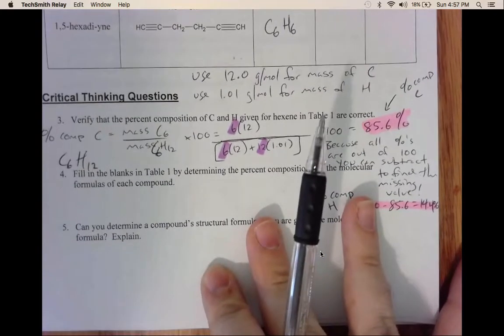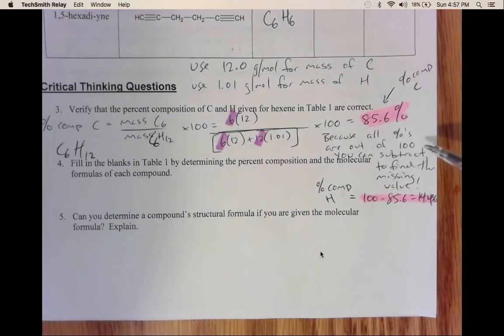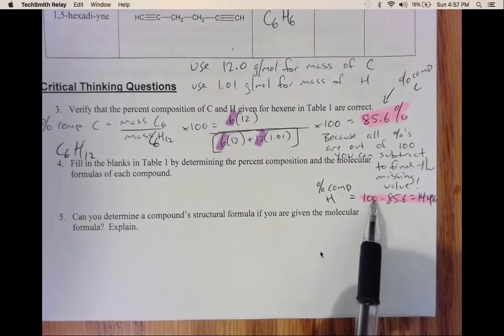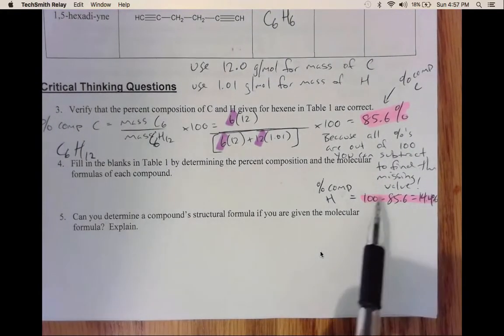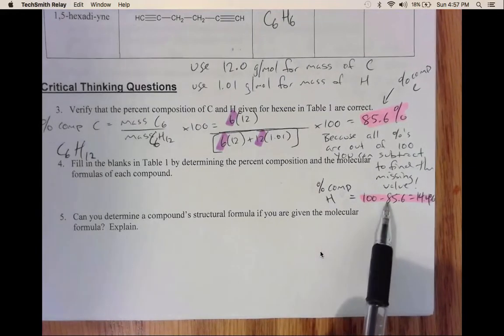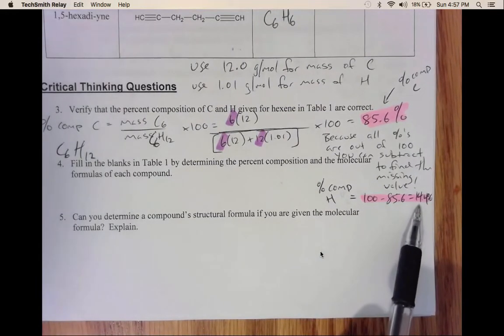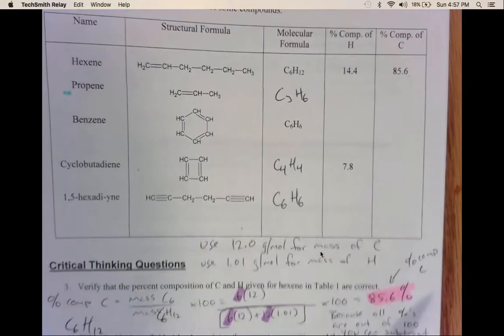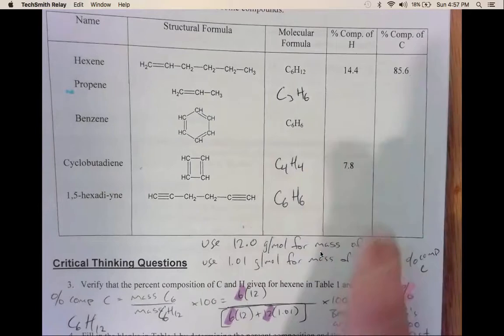One thing I want to remind you guys. Remember, all percents are out of 100, so we can subtract from 100 to find the missing value. So instead of doing all of this work again, you can just subtract from 100 because there's only one left. So if we're finding the percent composition of hydrogen, we can do 100 minus 85.6, which would give us 14.4%. That's a percent sign. I had to squeeze it in. So then again, we can verify 14.4%.